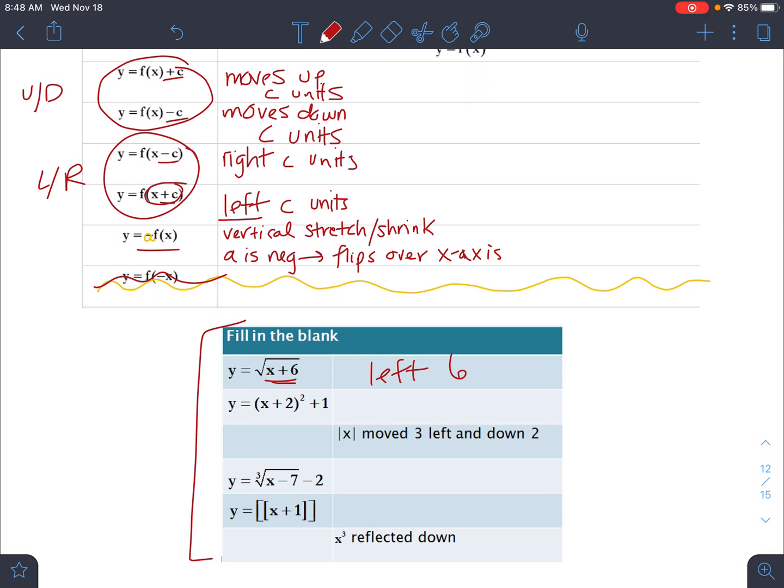All right, here's a double shift for you. Plus 2 on the inside, that means left 2. We're thinking opposite. Plus 1 on the outside, when we added on the outside, we went up 1. How about an absolute value moved left 3 and down 2? Well, left, again, it's kind of opposite of what you would think. Sorry, left, I pointed at the wrong one. Left is plus, so x plus 3 on the inside. Down 2 is exactly what you would think. Subtract 2 on the outside.